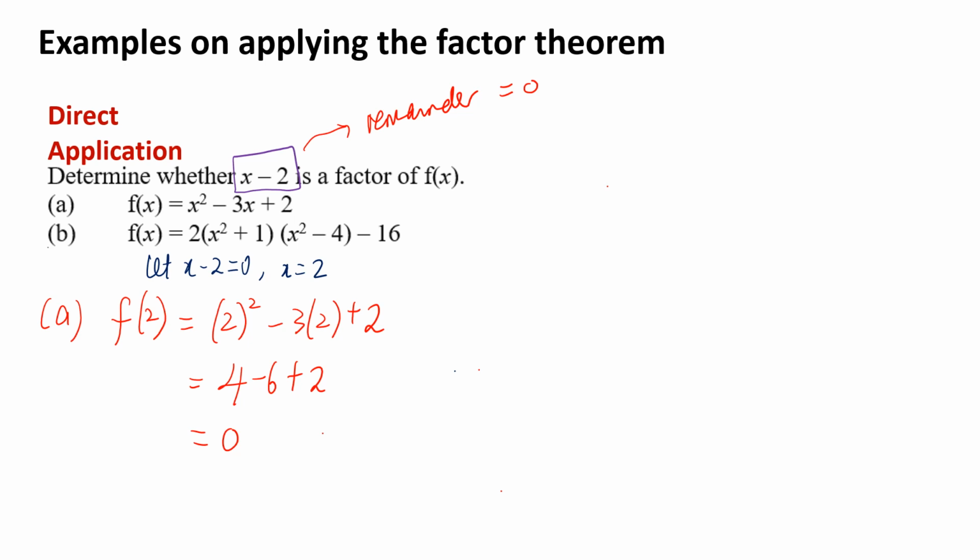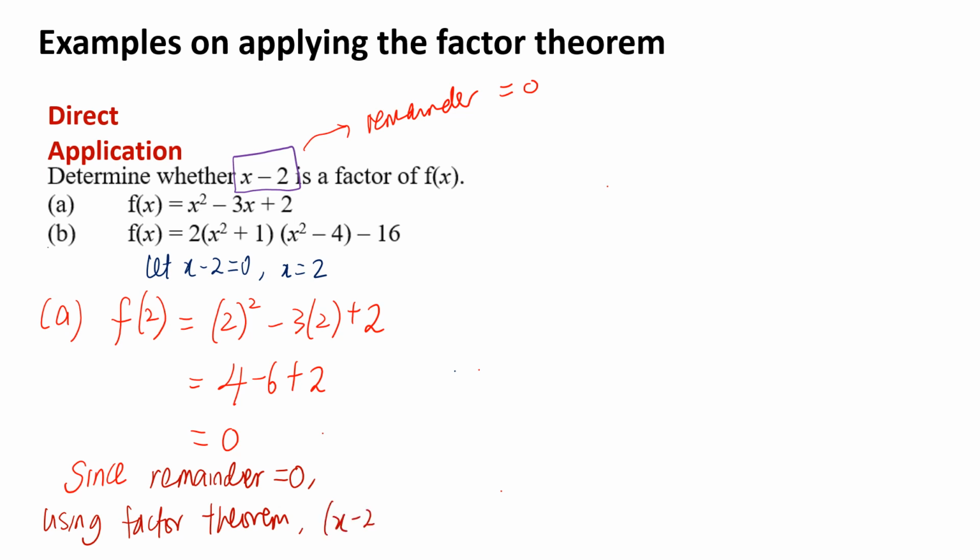Right, so let's do some explanation. So we say that since f of 2 equals 0, or since the remainder equals 0, using factor theorem, it's good to write down "using factor theorem". It shows that you understand what factor theorem is, and you make your answer more atas also. So since the remainder equals 0, using factor theorem, x minus 2 is a factor of f of x. Okay, just this simple. Right, let's do the other one.